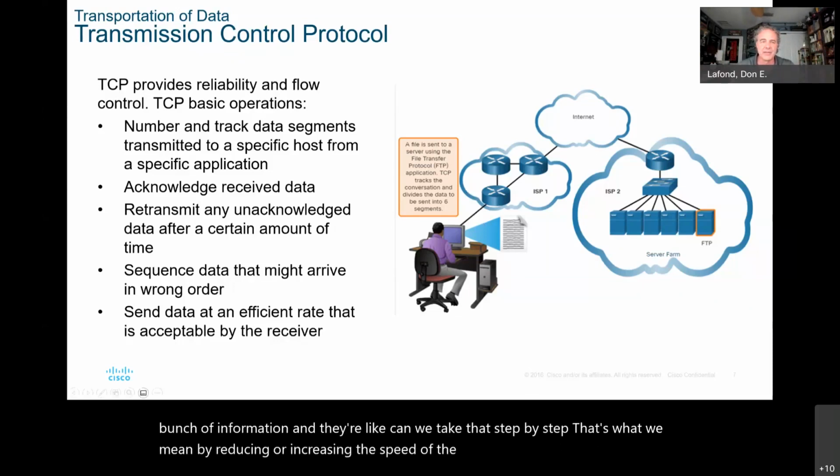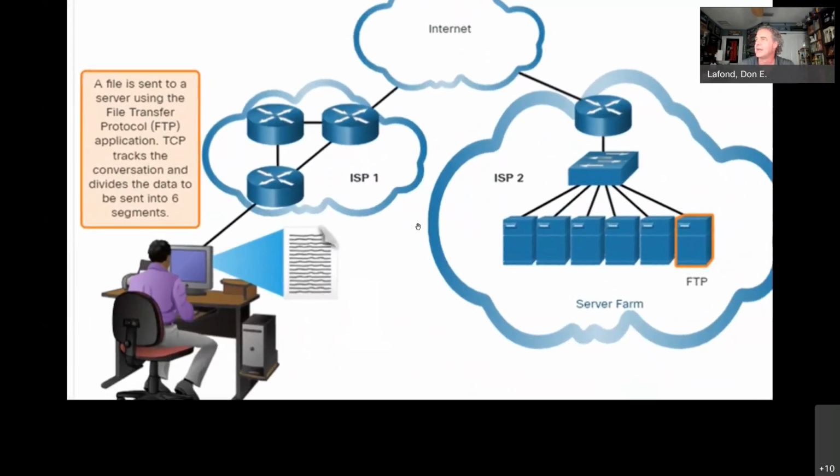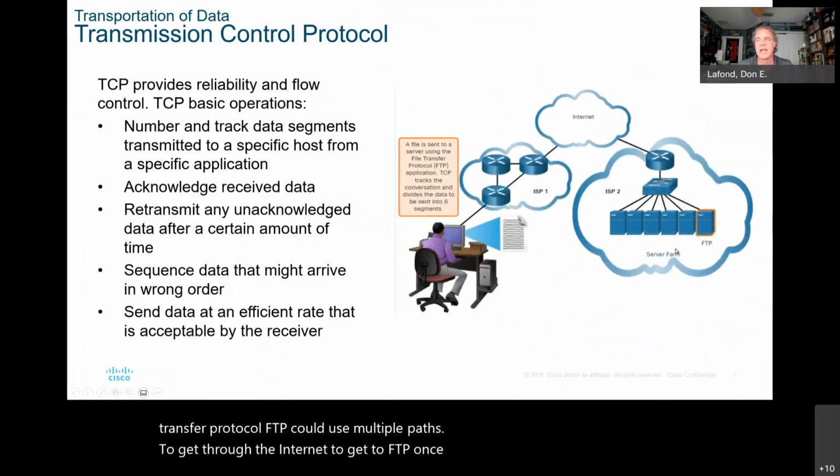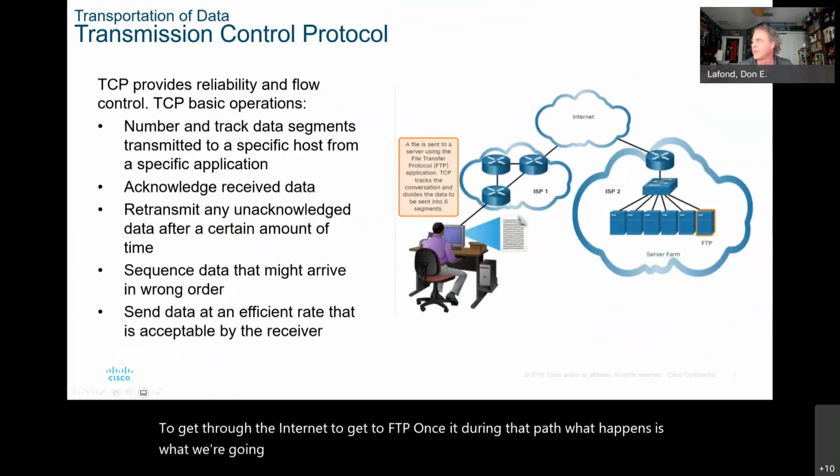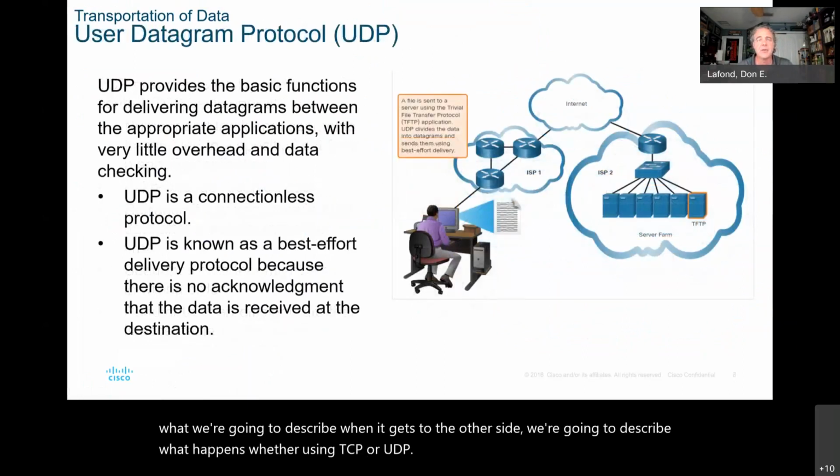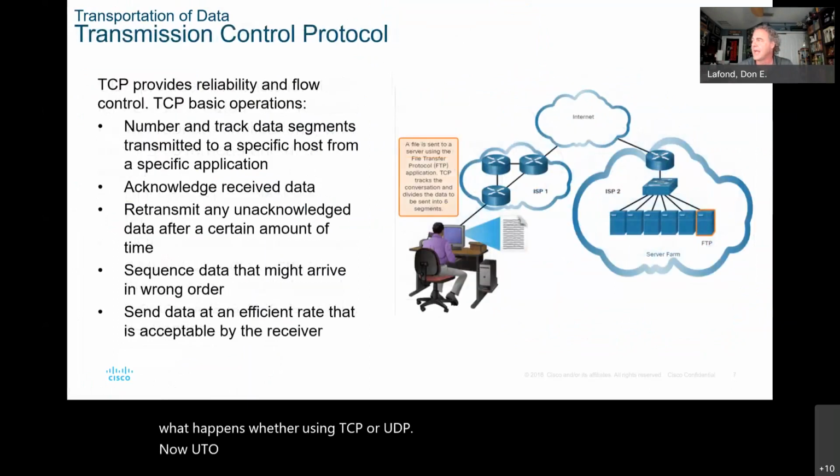Let's just briefly look at this picture. This picture shows that a file sent to a server using File Transfer Protocol, FTP, could use multiple paths to get through the internet to get to FTP. During that path, what happens is what we're going to describe. When it gets to the other side, we're going to describe what happens whether using TCP or UDP. Now, this is TCP. It actually guarantees that all of the data, all segments, make it to the FTP.